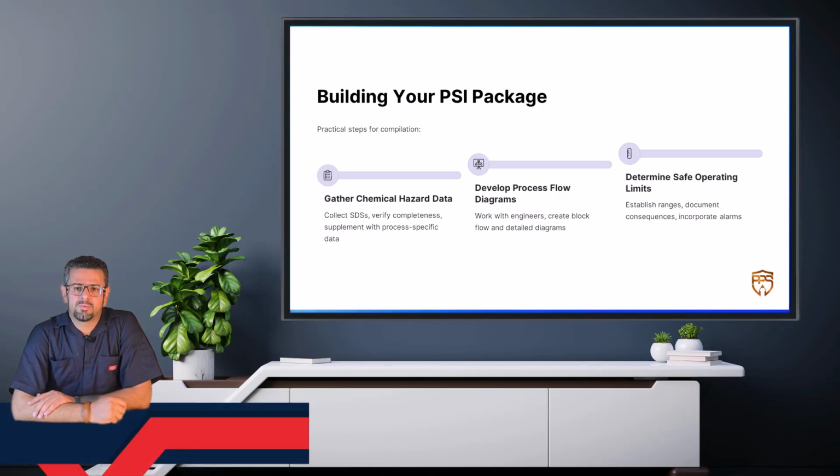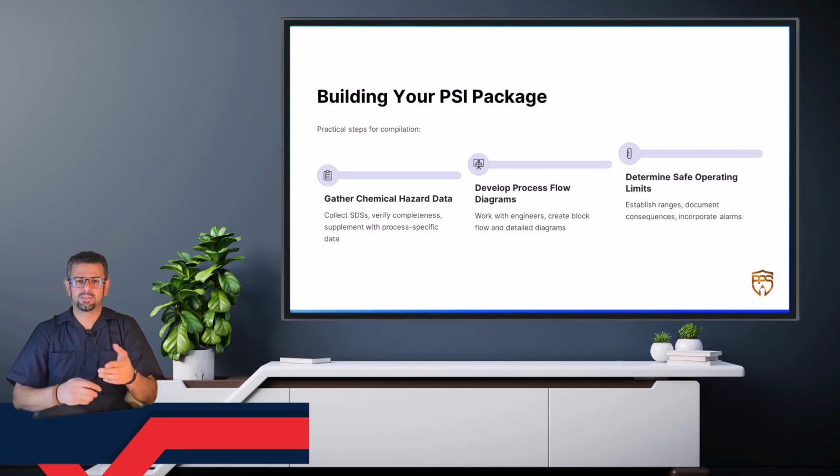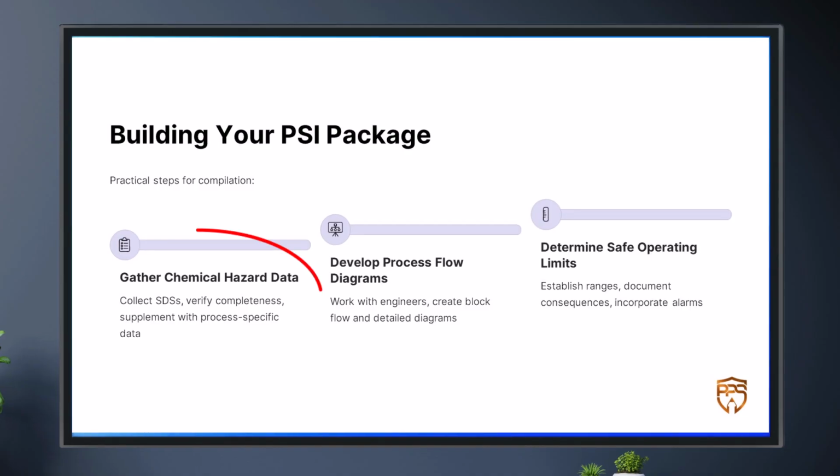Now that you know what information is required, how do you compile it? Here are some practical steps. The first step is gathering chemical hazard data. Collect SDSs for all chemicals and verify that they include toxicity, exposure limits, physical properties, stability, and incompatibilities. Supplement SDSs with process-specific data such as reaction kinetics, calorimetry studies, or literature values for runaway reactions.